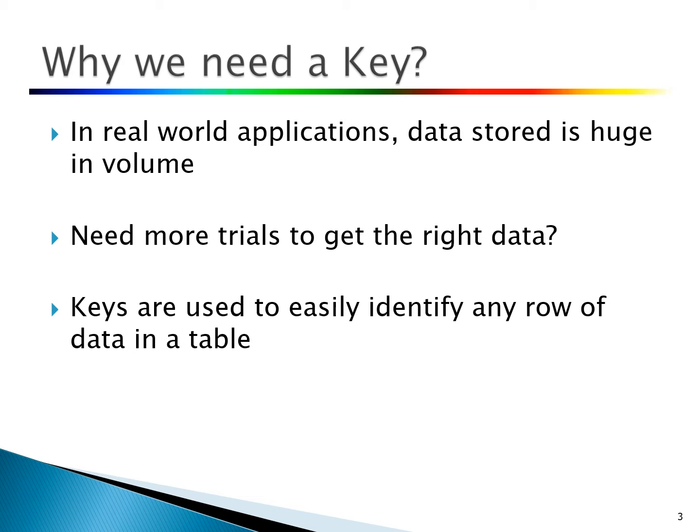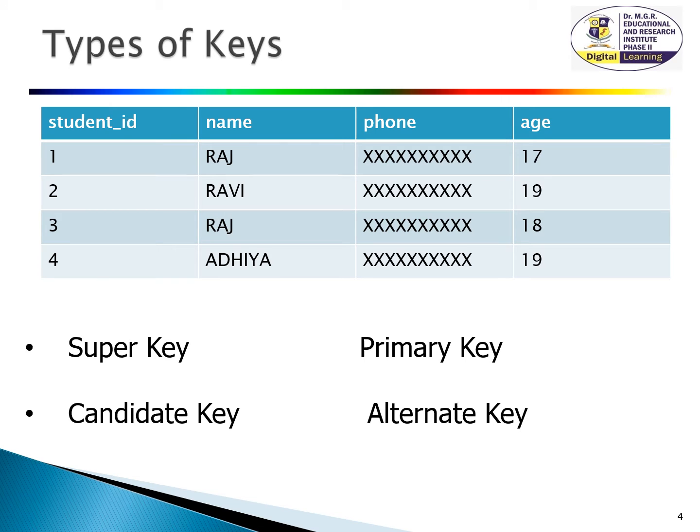To fetch any particular record from such a data set, we need to apply some condition. But what if there is duplicate data present, and every time we try to fetch some data by applying a certain condition, we may get wrong data? So how many trials do we need to do to get the right data? To avoid this, keys are defined to easily identify any row of data in a table. So, a key plays an important role in identifying each record separately and uniquely.